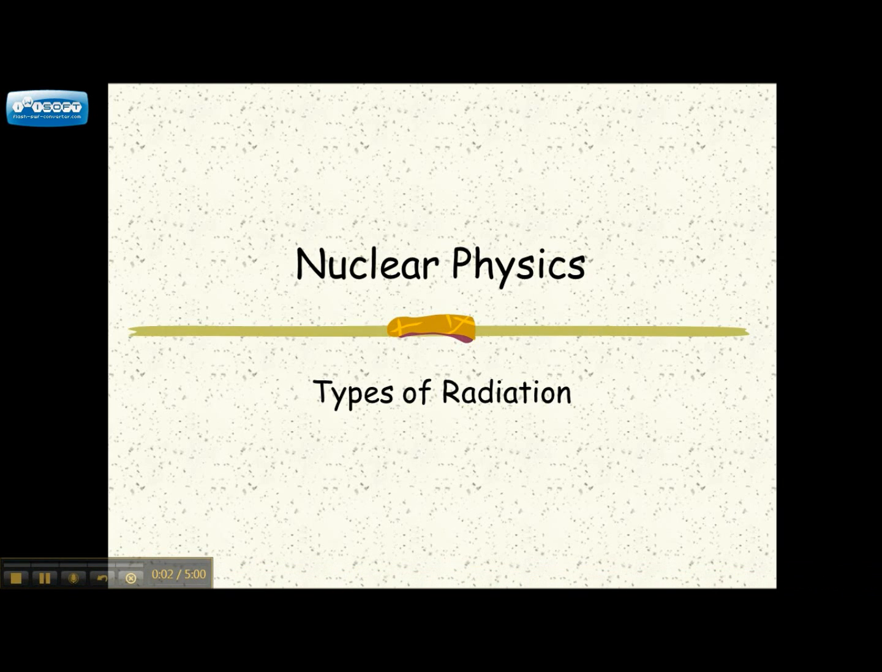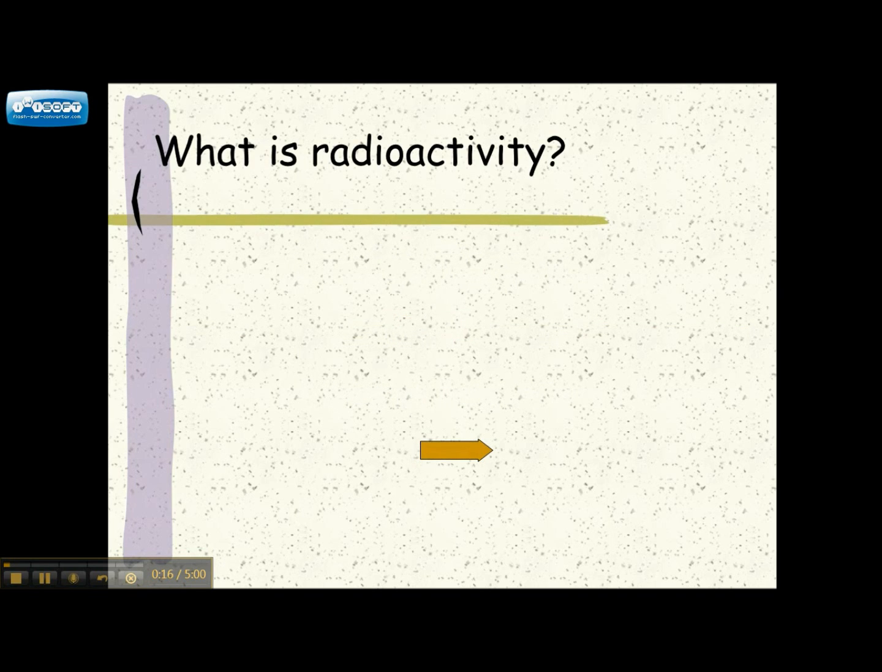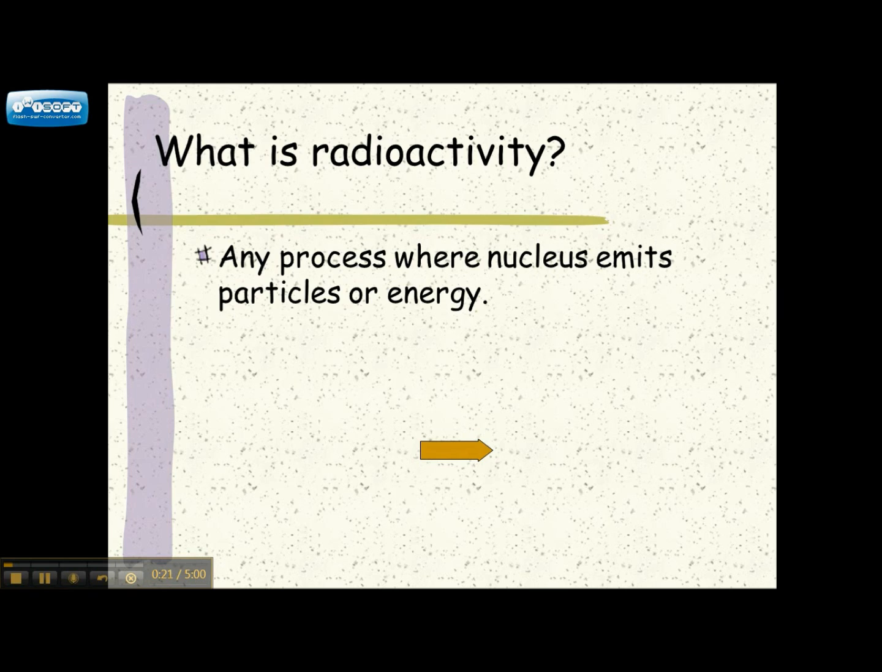Alright, so now we're going to talk about the types of radiation. So looking at what kind of radiation might be emitted by different radioactive decays. So first, what is radioactivity? Radioactivity is any process where the nucleus emits particles or energy.